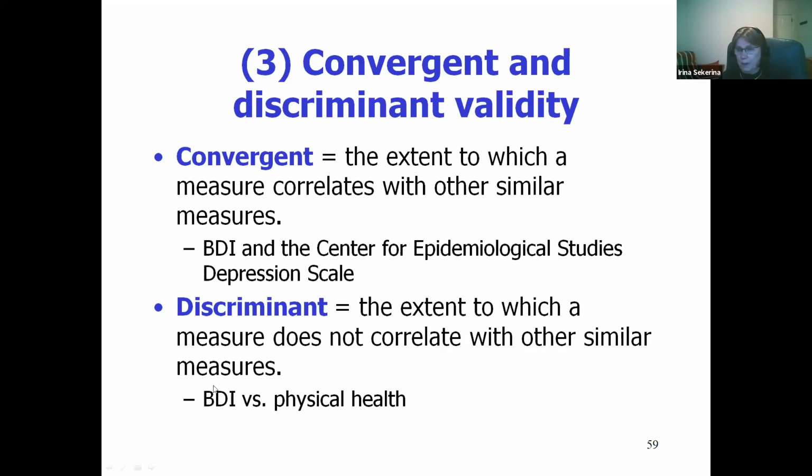So BDI, Beck's Depression Inventory, does not have to be related to physical health. Well, of course, it happens that people who don't feel well are depressed. But there are plenty of very healthy people who are depressed, right? So in this case, if we're measuring health, we need to have something else. So we don't want BDI and that questionnaire to be correlated positively. We want them to diverge. We want them to discriminate between physical health and depression, mental health.